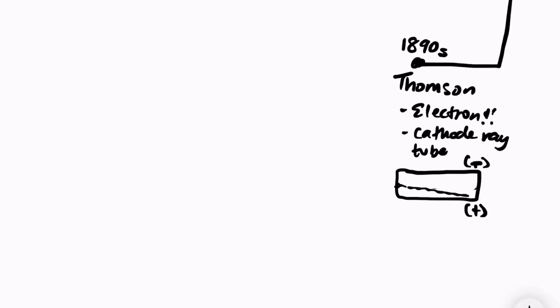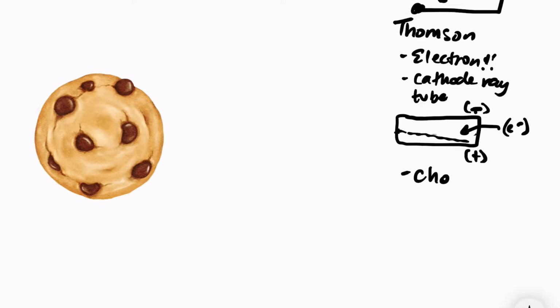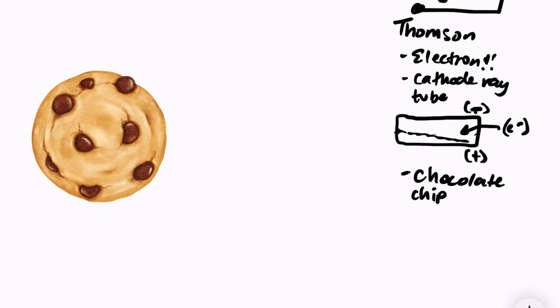So he knew that these particles must have a negative charge, and he called them electrons. And Thomson's theory of the atom was that most of the atom was made up of positive matter sprinkled with some negative electrons mixed in. So his theory is called the chocolate chip cookie model, or if you're in the UK, it's known as the plum pudding model.